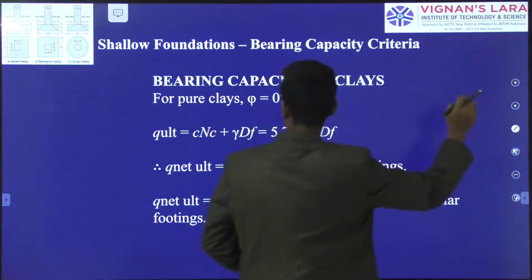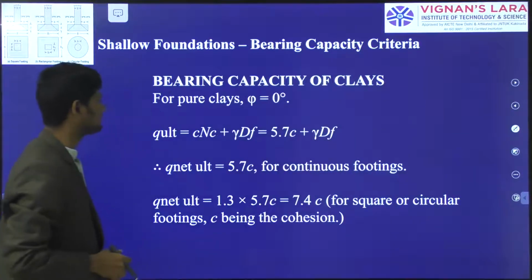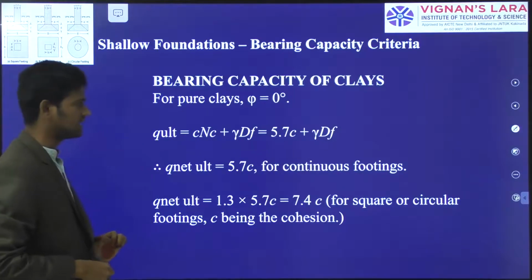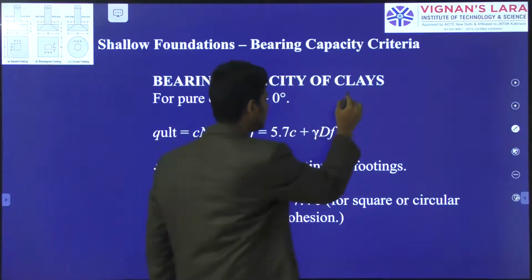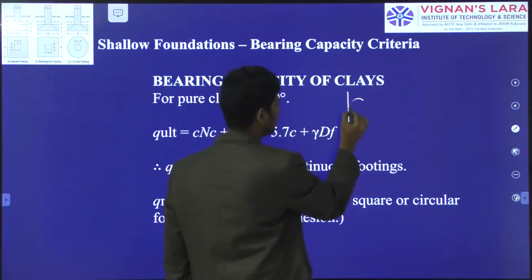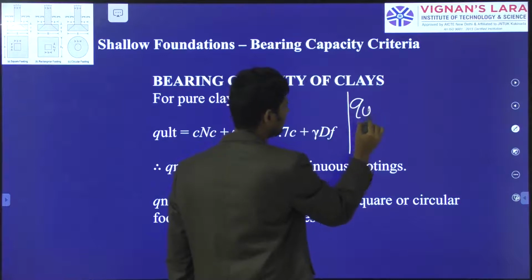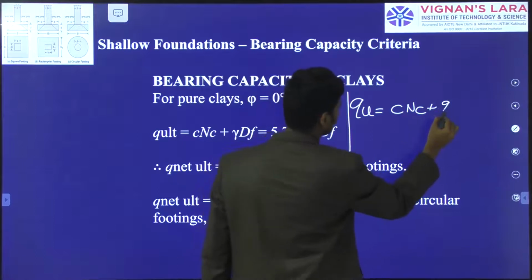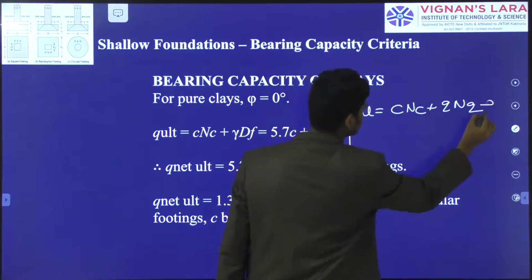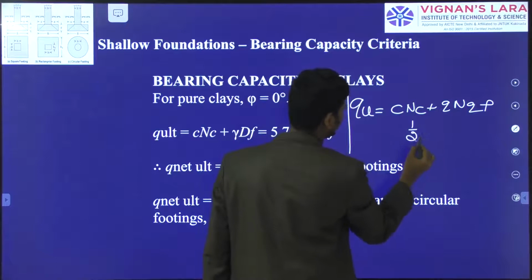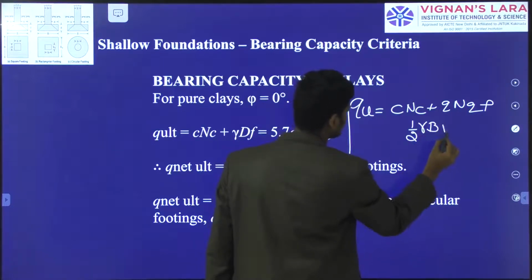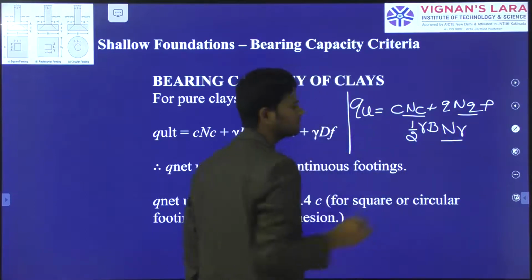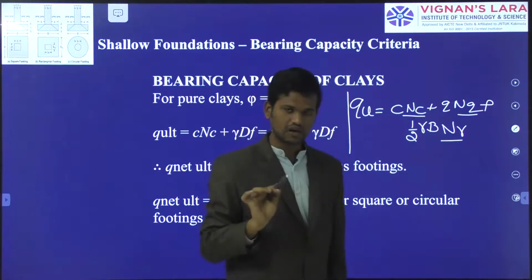Next we are having the bearing capacity for clayey soils. Already we have seen this. Again I will write the formula here, that is the ultimate bearing capacity: Qu = cNc + qNq + half into gamma into B into N gamma, where Nc, Nq and N gamma are the bearing capacity factors. Already we know.